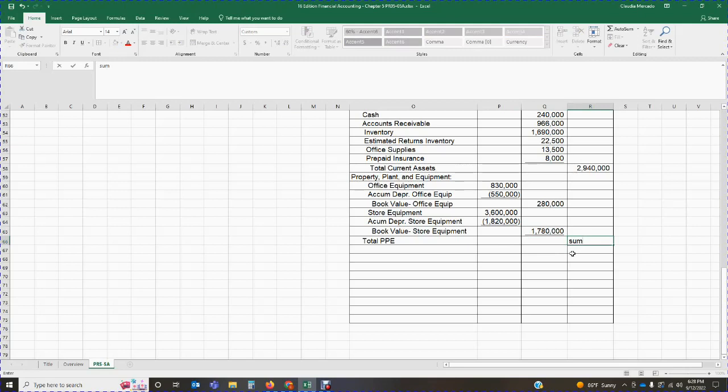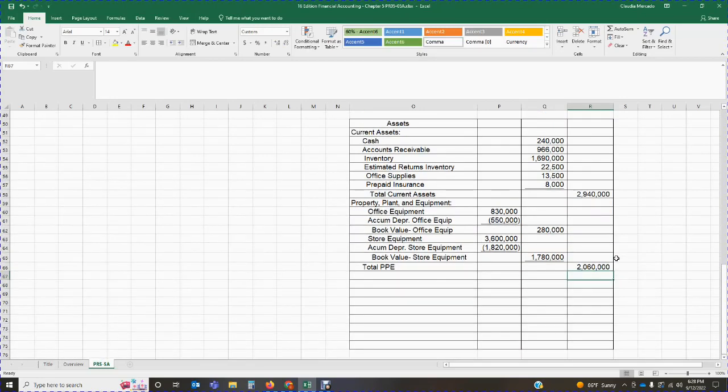The sum. Oh, sorry, I forgot to put the. I'm going to add the $280,000 plus the $1,780,000, and that's going to give me total property, plant, and equipment of $2,060,000. Now that I've got all of my current assets and my property, plant, and equipment, I can get my total assets. To do that, I'm going to get my total current assets plus my total property, plant, and equipment, and that's going to give me total assets of $5 million.